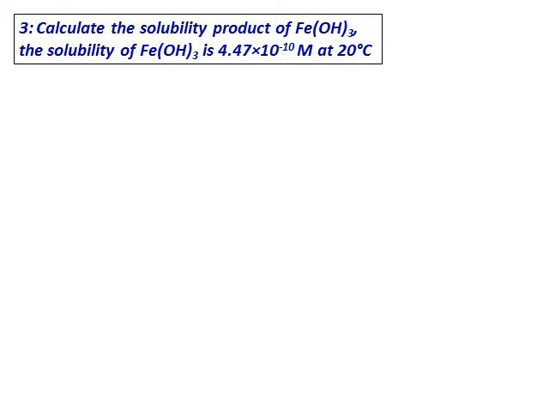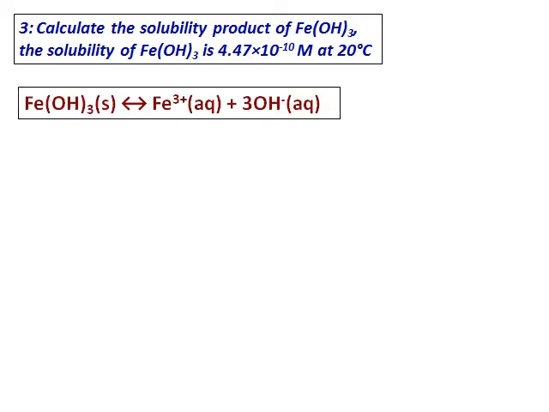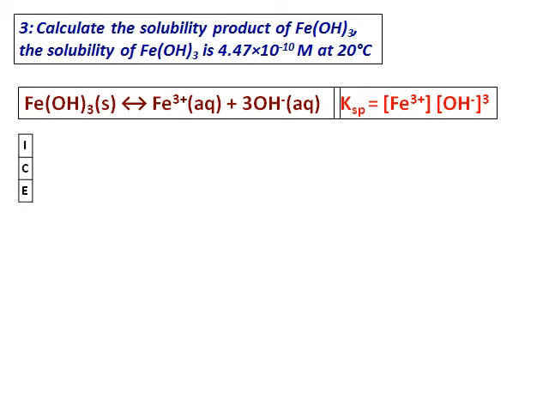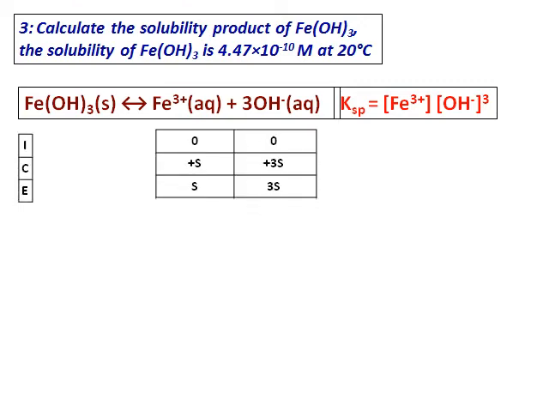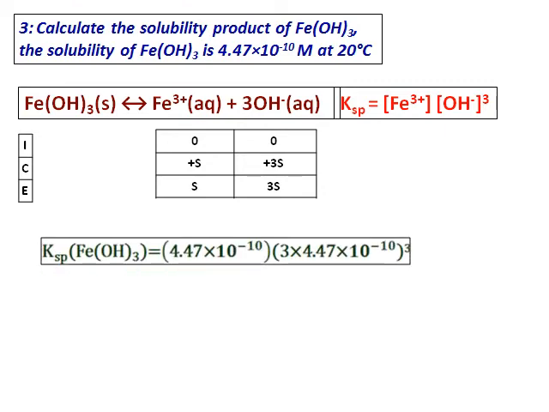Calculate the solubility product of ferric hydroxide. The solubility of ferric hydroxide is given in moles per liter. So set up the equation for ferric hydroxide. In this case, solubility is given and solubility product is asked. Write down the Ksp equation, set up the ICE table, put all the values into the Ksp equation, and I can calculate the solubility product.